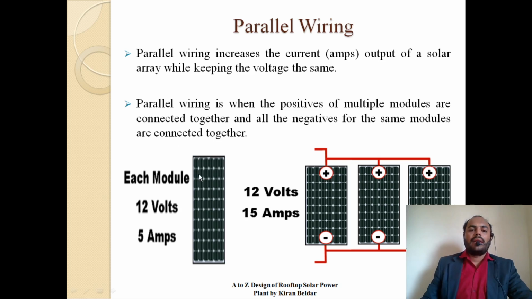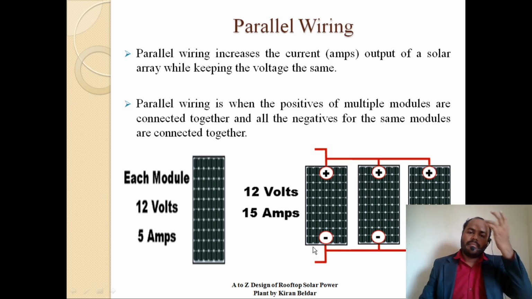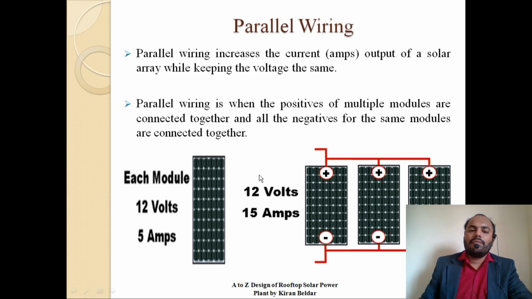Parallel wiring. In a parallel wiring connection, let's say we choose one module having a 12 volt and 5 ampere current rating. When we connect the modules in parallel, the positive terminals are connected on one line and the negative terminals on the other line. Whenever we connect modules in parallel, the voltage remains the same and the current gets added. Each module's current is 5 ampere, so 5 multiplied by 3 modules gives 15 ampere of current, and the voltage remains the same.